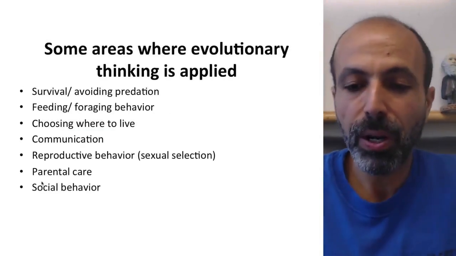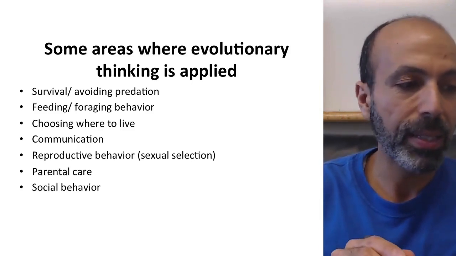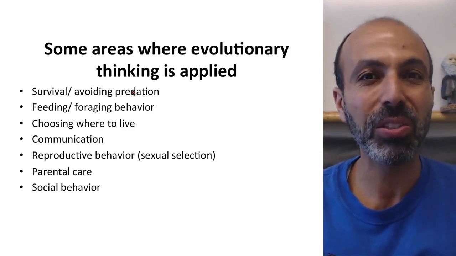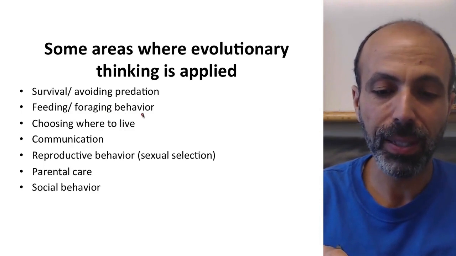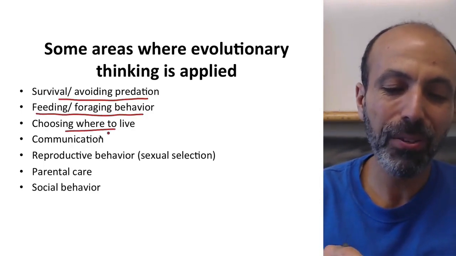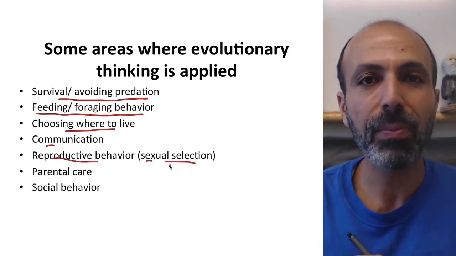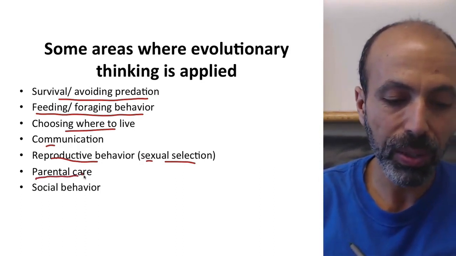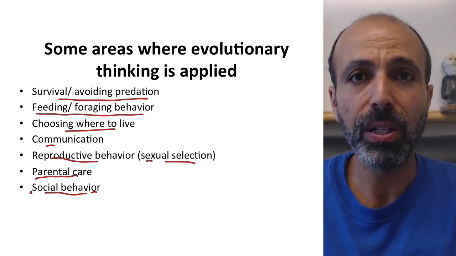Now, some areas where evolutionary thinking is applied to the study of animal behavior are in the context of survival or avoiding predation. Obviously, very important for passing on your genes is that you don't get killed early. Feeding or foraging behavior is what's happening at the other end of this. Choosing where to live, communicating, reproductive behavior, sexual selection. This one we'll talk about in a different context much later on, but not here in these videos. Parental care and social behavior. So we'll dabble into a couple of these in the videos that you have here.